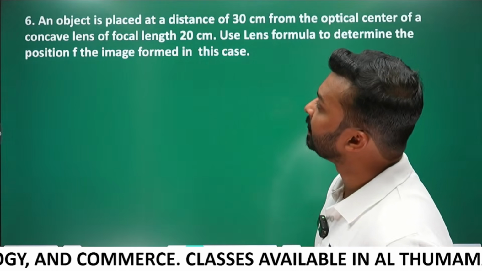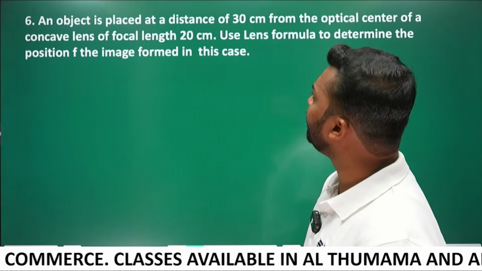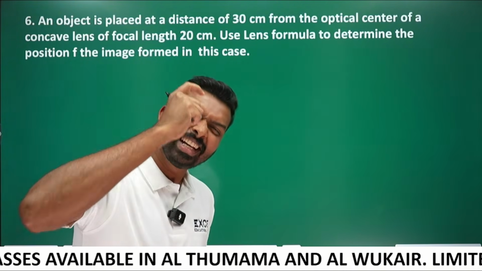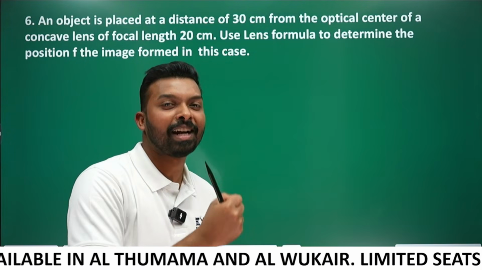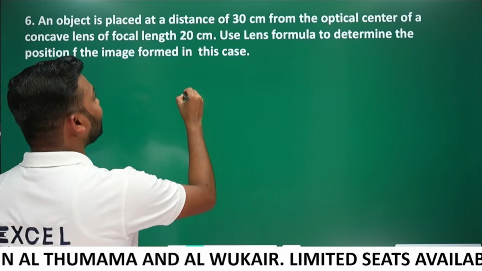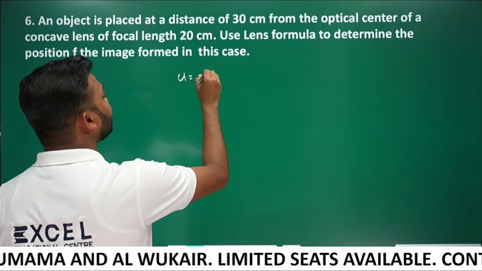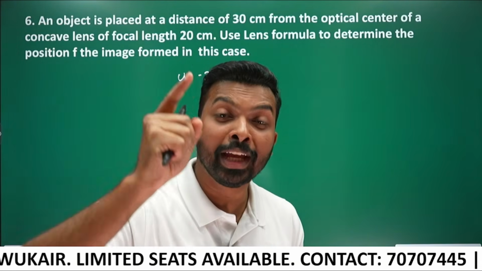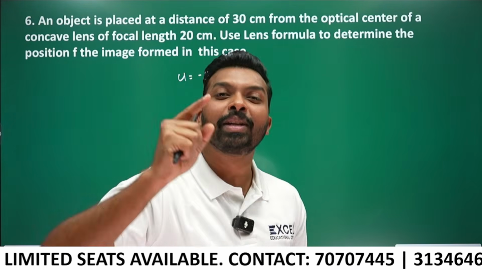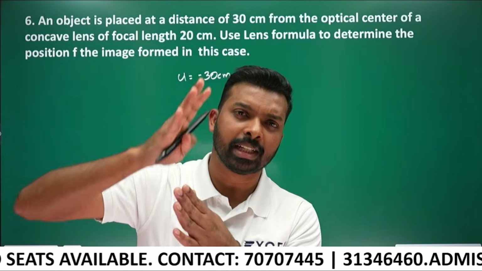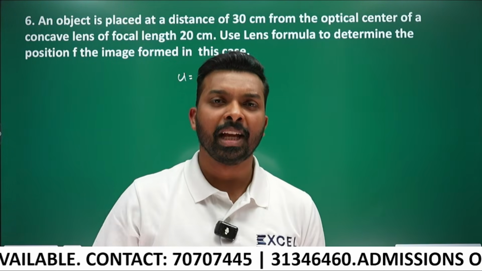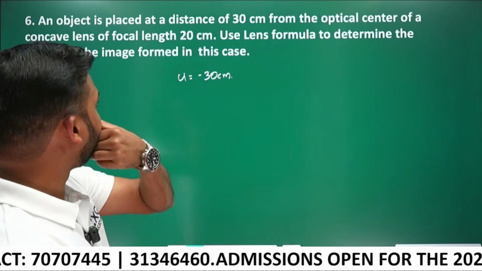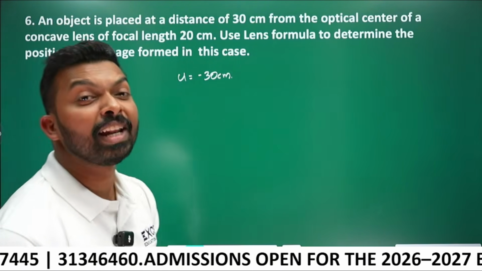The next question is here. An object is placed at a distance of 30 centimeter. Before we read the entire question, we can start writing things here. The object is kept at a distance of 30 centimeter. U is always negative, whether it is a mirror or a lens, U is always negative. So we get U equal to minus 30, from the optical center of a concave lens.